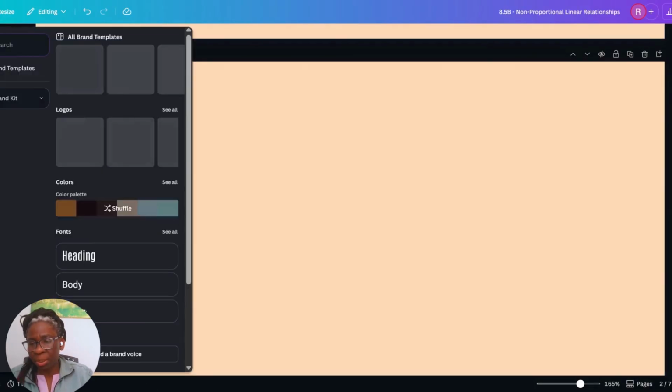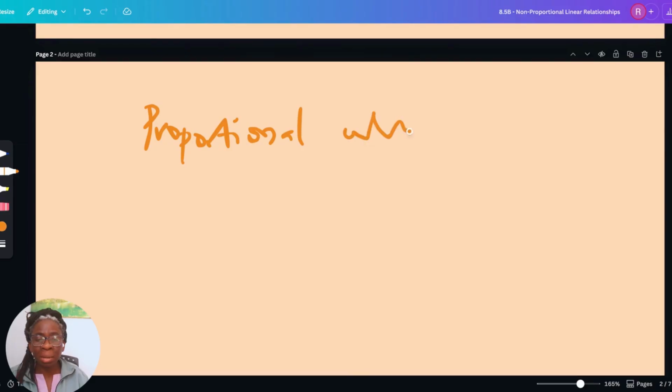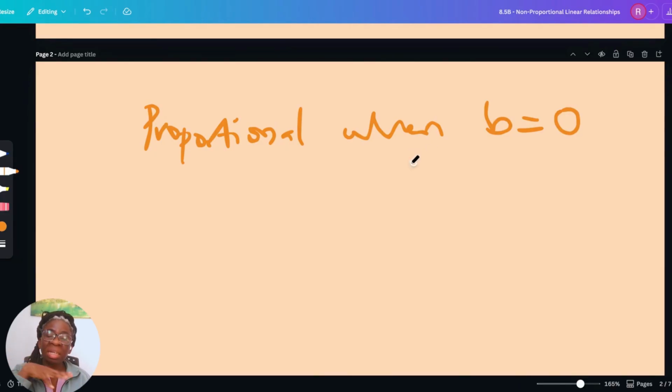A linear relationship is proportional when b is equal to 0. That is, there is no starting point. If there is a starting point, then it is non-proportional. But when b is equal to 0, then it is proportional.